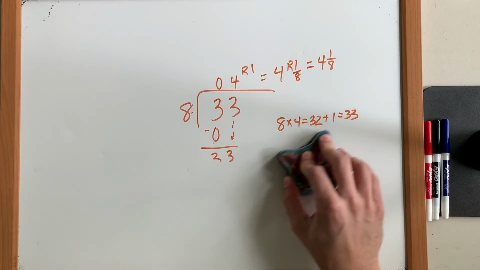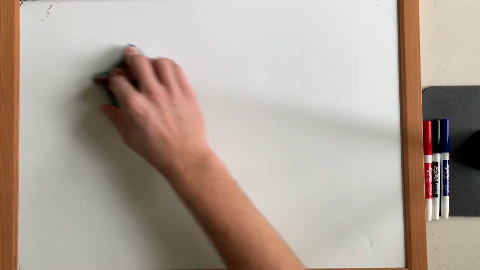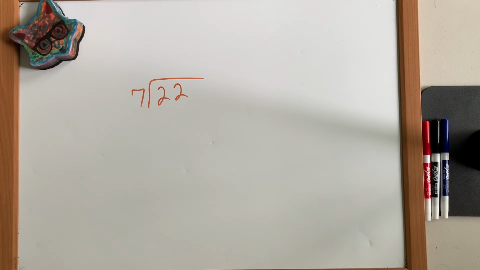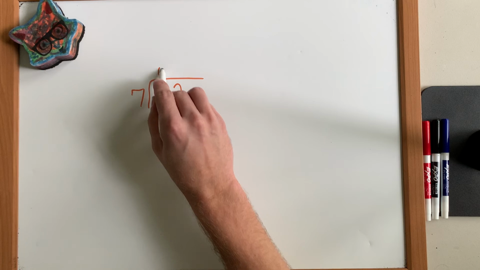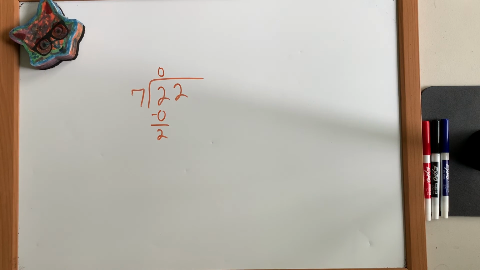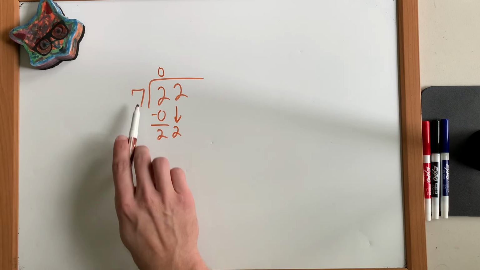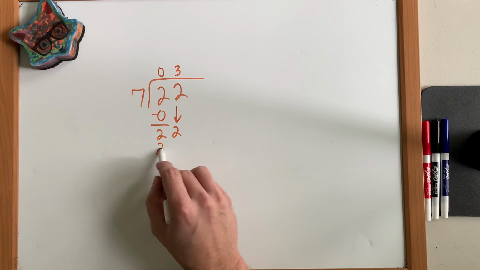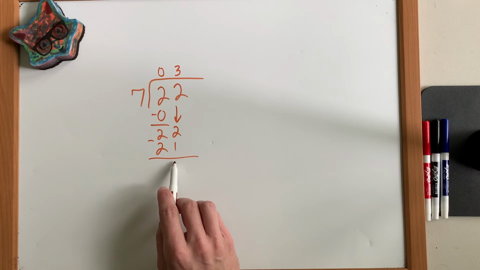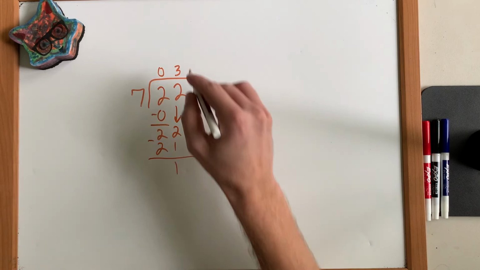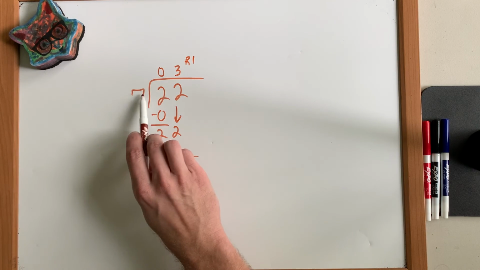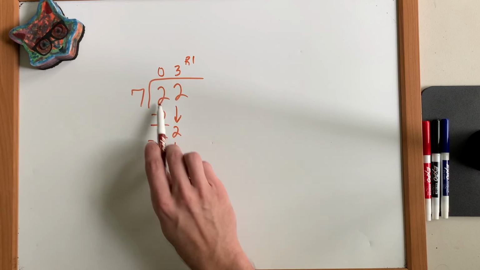Let's take a look at one final example for using remainders and fractional quotients. How about 22 divided by 7? Okay, 7 doesn't fit into 2, so I'm going to put a 0, multiply, and subtract, and bring down the next digit. 7 fits into 22 3 times, and 3 times 7 is 21. So now when I subtract, I have 1 left over, and that's going to be my remainder, a remainder 1. So just again as a review, 7 times 3 is 21, plus 1 more gets me back to 22.